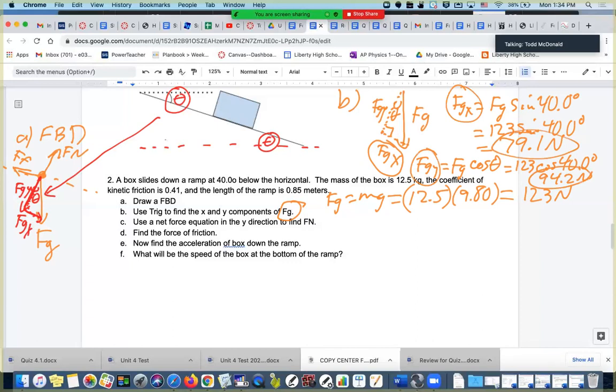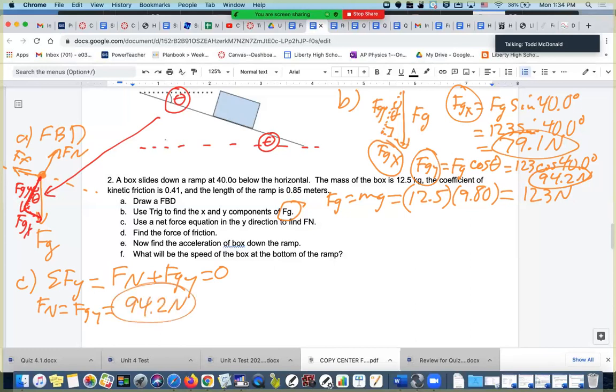Then it says use a net force equation in the y direction to find Fn. So I'm on part C right here. To find Fn, my net force in the y direction, I have an upward normal force and a downward FGY. Together, those combined, there is no acceleration along the y-axis. Remember that the y-axis is now along the normal force and FGY. So therefore, these two are equal to each other, and since I already found FGY to be 94.2, that must be what our normal force is.